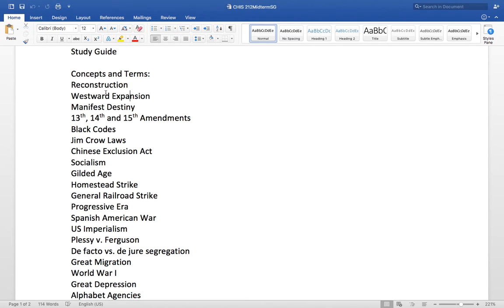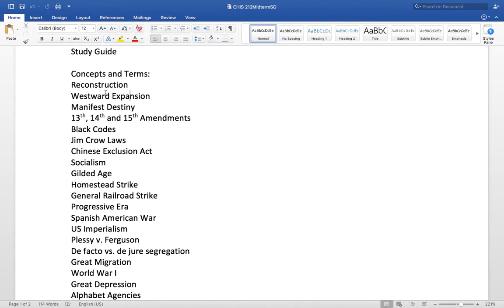So for the first one, Reconstruction, our class begins with Reconstruction. But if you remember, Reconstruction is an attempt to bring the South back in after the Civil War. The majority of the fighting is done in the South. So the federal government is really trying to utilize its power, its influence, and its money to bring the South back in and to make the South abide by the federal laws.